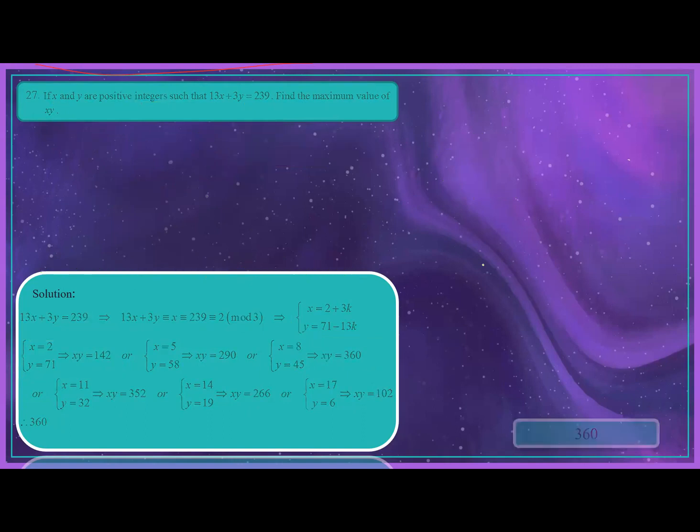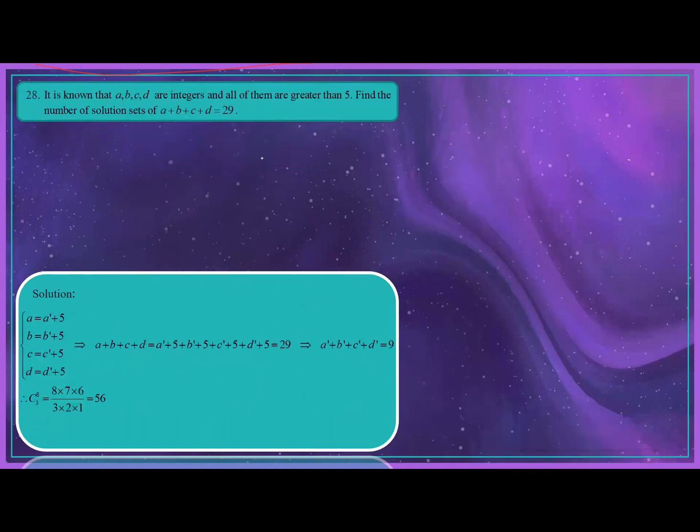Next, I'm sorry, I think I need to make this fast. It's known that A, B, C, D are integers and all of them are greater than 5. Find the number of solution sets of A, B, C, D where A plus B plus C plus D equals 29. So basically all of them must be greater than 5, right? So here we should convert this to the form A prime plus 5, B prime plus 5, C prime plus 5, and substitute, and you'll get the simplified equation.